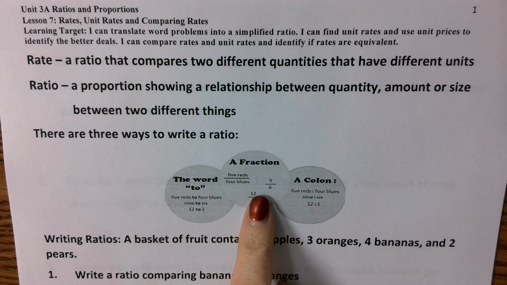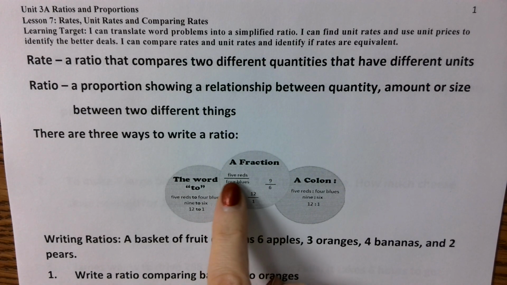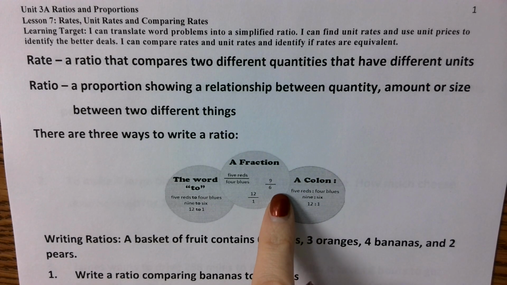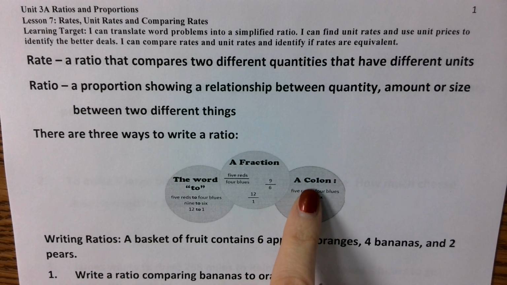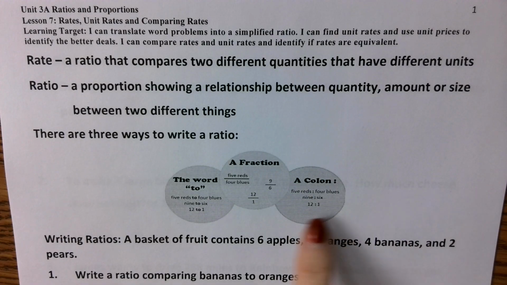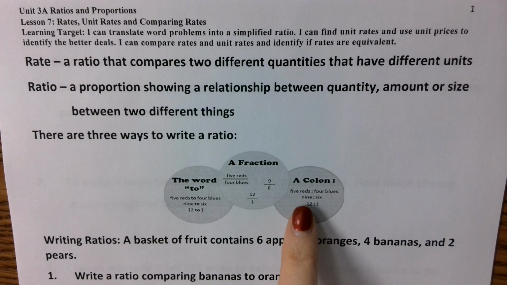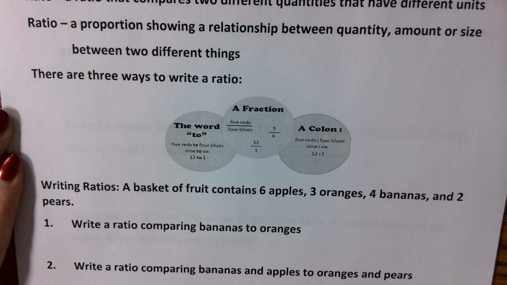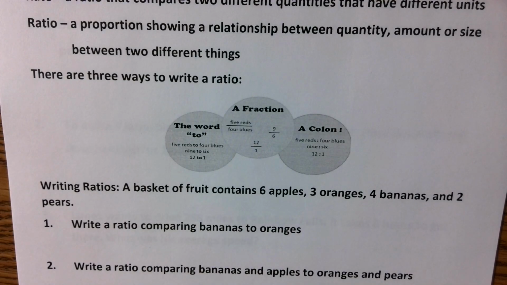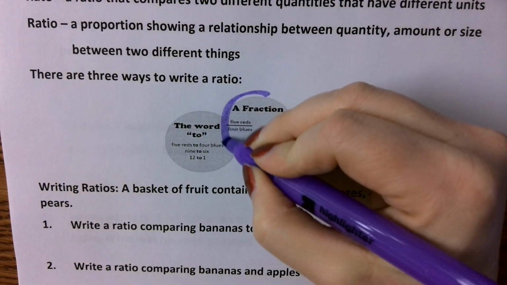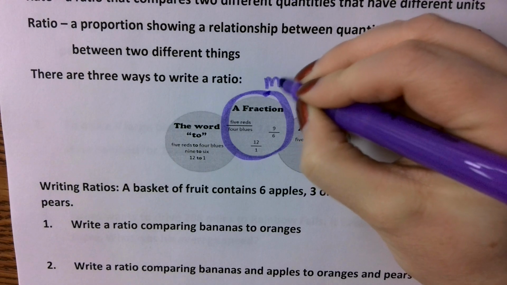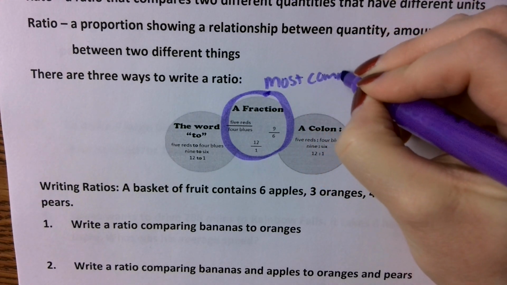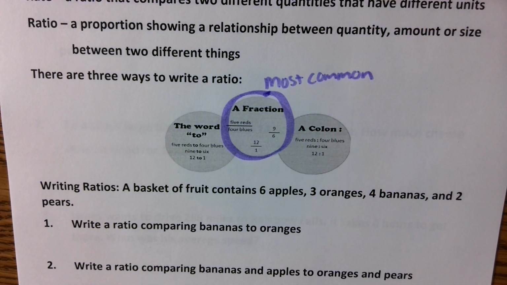You can write it as a fraction, which is the most common way that we'll be writing them. So 5 reds over 4 blues, or 9 over 6, or 12 over 1. Or you could write it with a colon in between them. So 5 reds colon 4 blues, 9 colon 6, 12 colon 1. These are the 3 ways that you can actually write a ratio. Now, like I said, the most commonly used is writing it as a fraction.